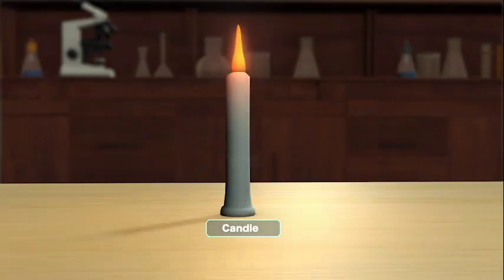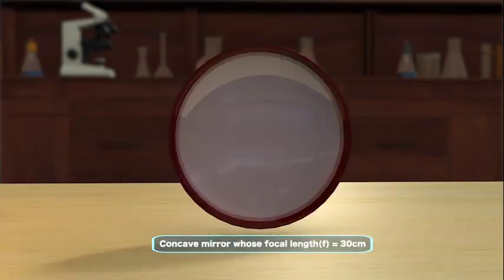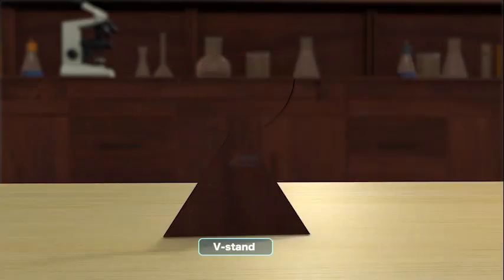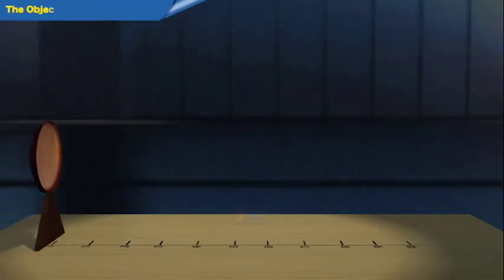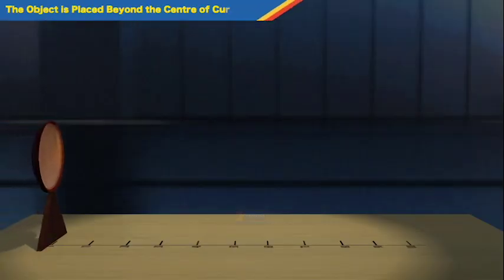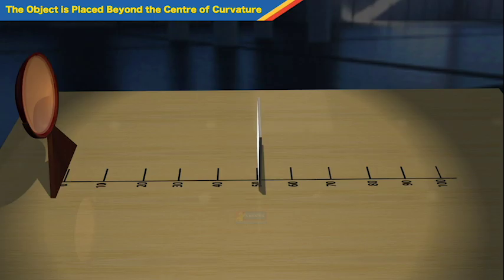Materials required: a candle, paper, a concave mirror of known focal length, that is 30 centimeters, a V-stand, and a measuring tape or meter scale. Procedure: place the concave mirror on the V-stand, and arrange a candle and meter scale as shown. Keep the candle at different distances from the mirror along the axis, and by moving the paper or the screen, find the position where you get the sharp image on paper.